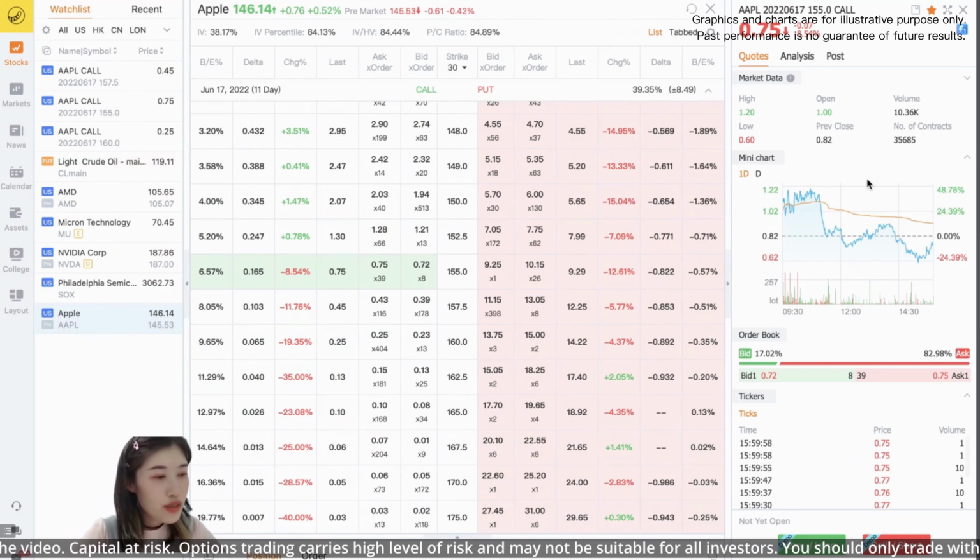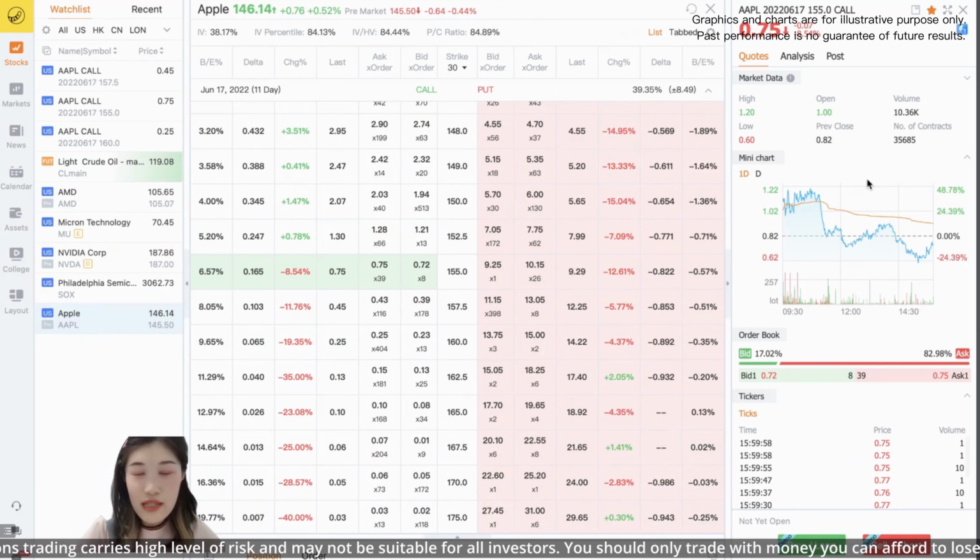Now, as we mentioned before, Apple has broken down the 152 support level now, and it constructs a resistance. That being said, technically, it won't be so easy for Apple to stand upon 152. Therefore, our call price, our strike price here, is pretty safe.